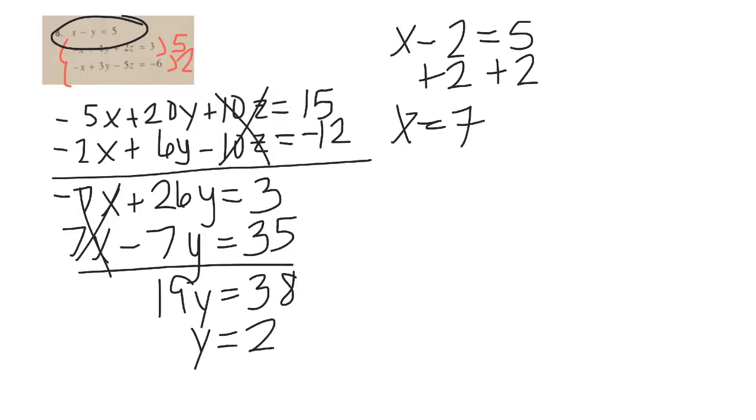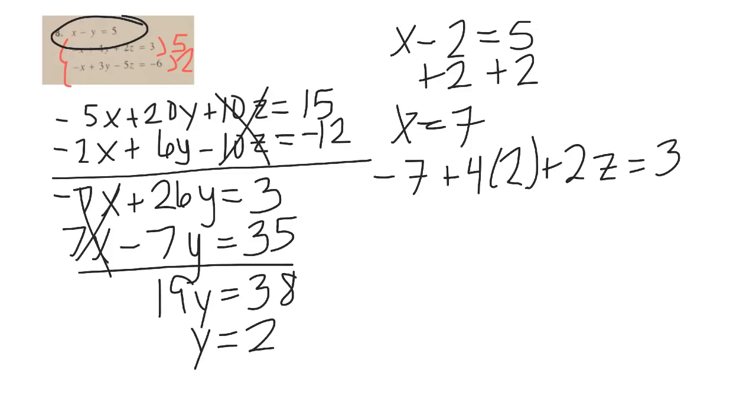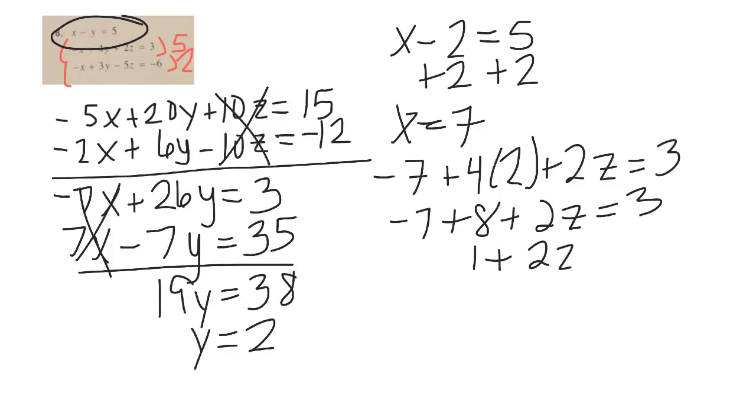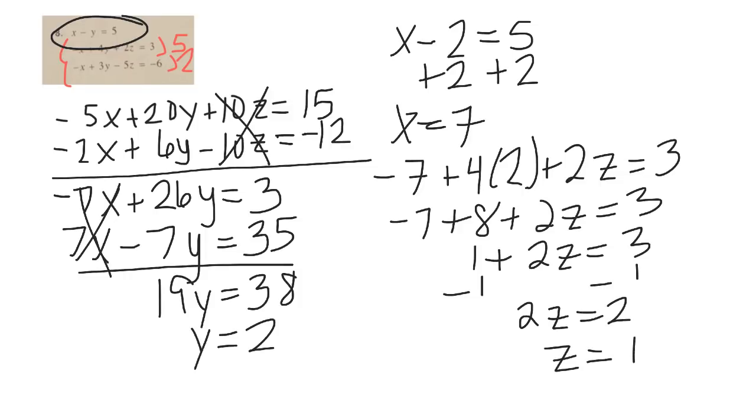And then we'll plug it into negative x, which is 7, plus 4 times 2y plus 2z equals 3. And that's negative 7 plus 8 plus 2z equals 3. That's 1 plus 2z equals 3, and 2z equals 2, so z equals 1. So my ordered triple is 7, 2, 1. That's my final answer.